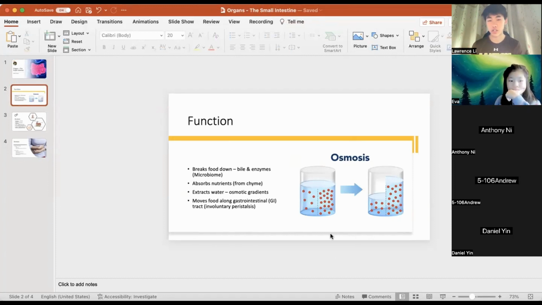So yes, good observation. But back to osmosis. So the way we like to explain osmosis is, does anyone know what concentration is?